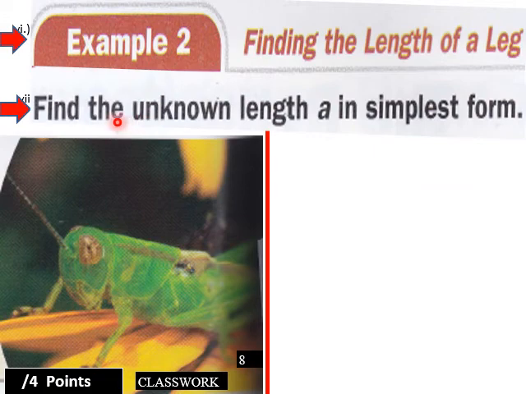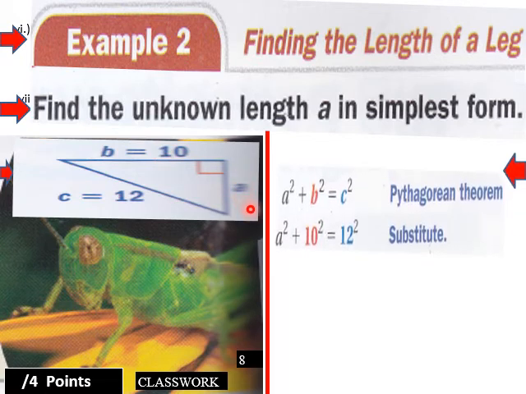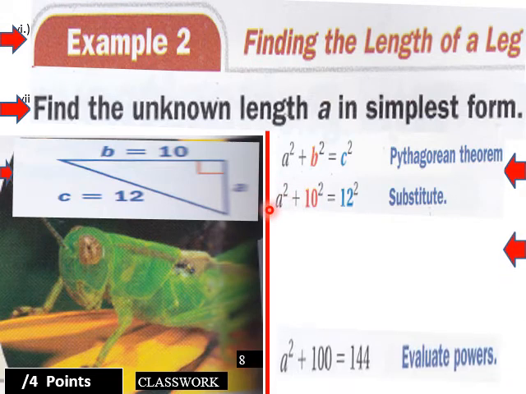Okay, example 2, find the length of a leg. Find the unknown length A in simplest form. So we have a hypotenuse of 12, and then we have a leg here of 10. What is the measurement of this A here? So we set up our Pythagorean theorem here, and we plug in the values that we have. We have the hypotenuse, and we have the length of one leg here, B. So we're trying to find A.